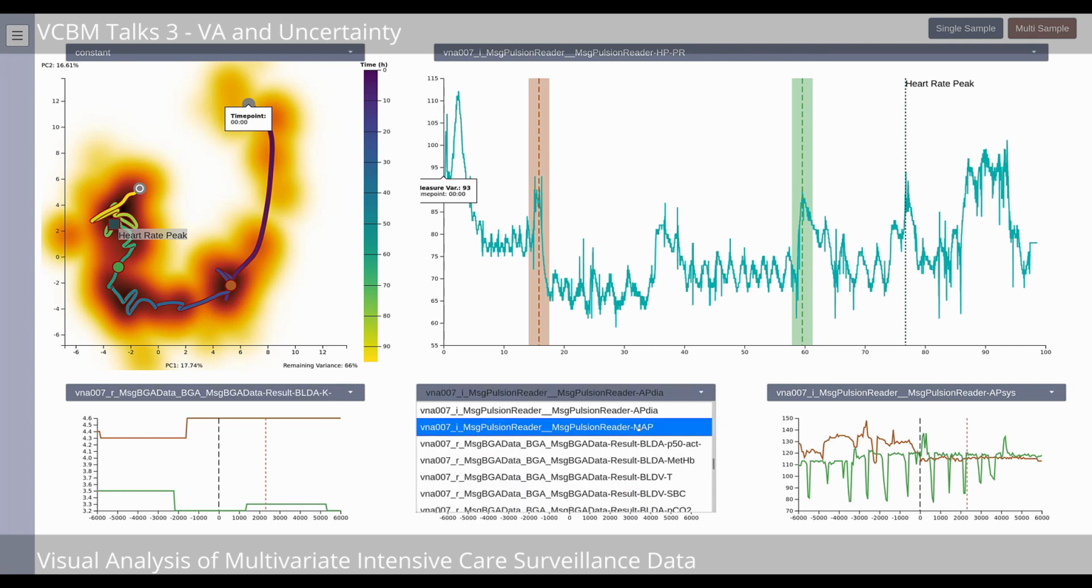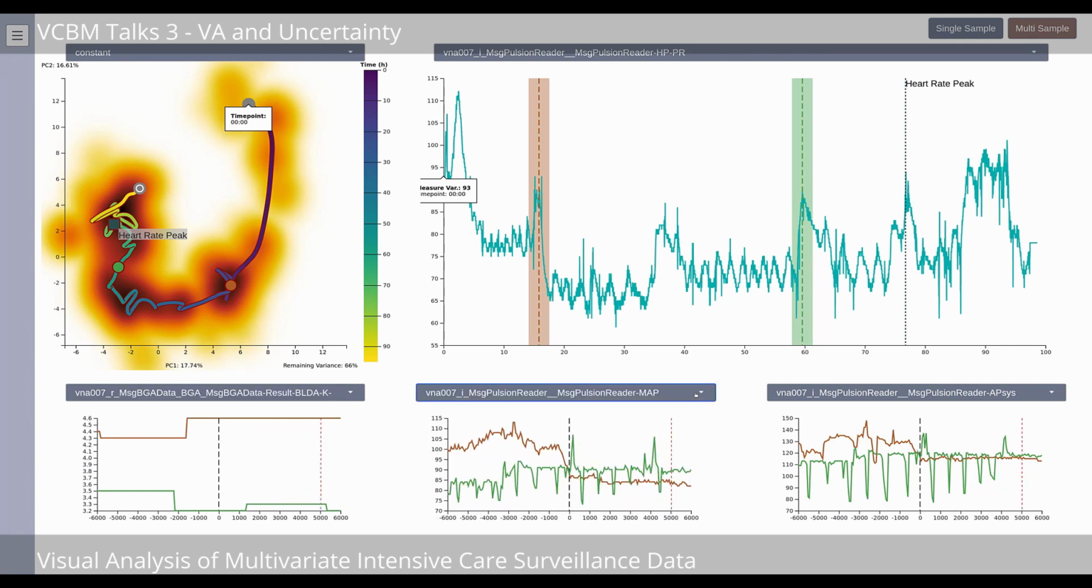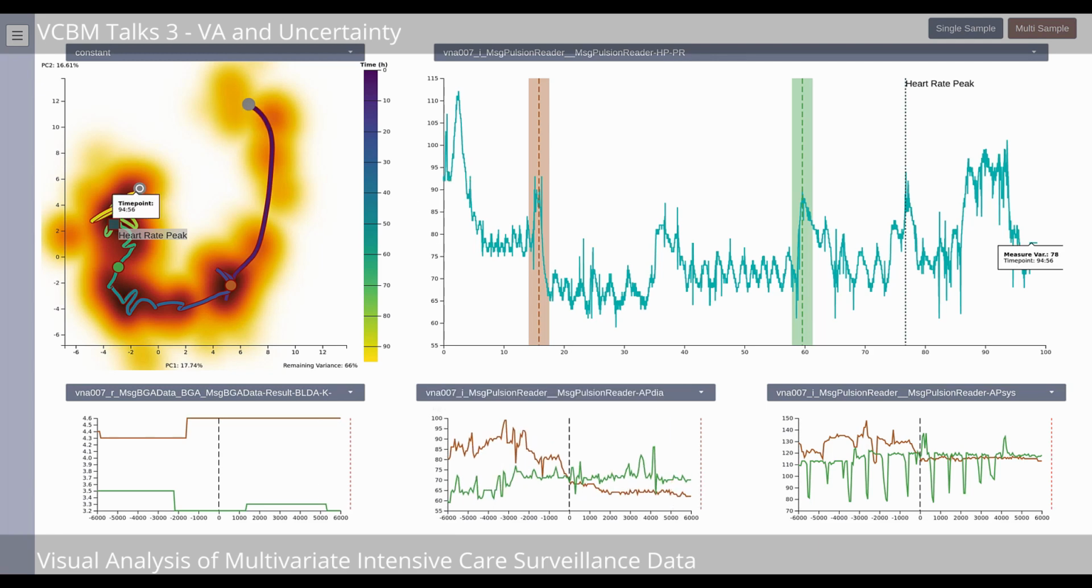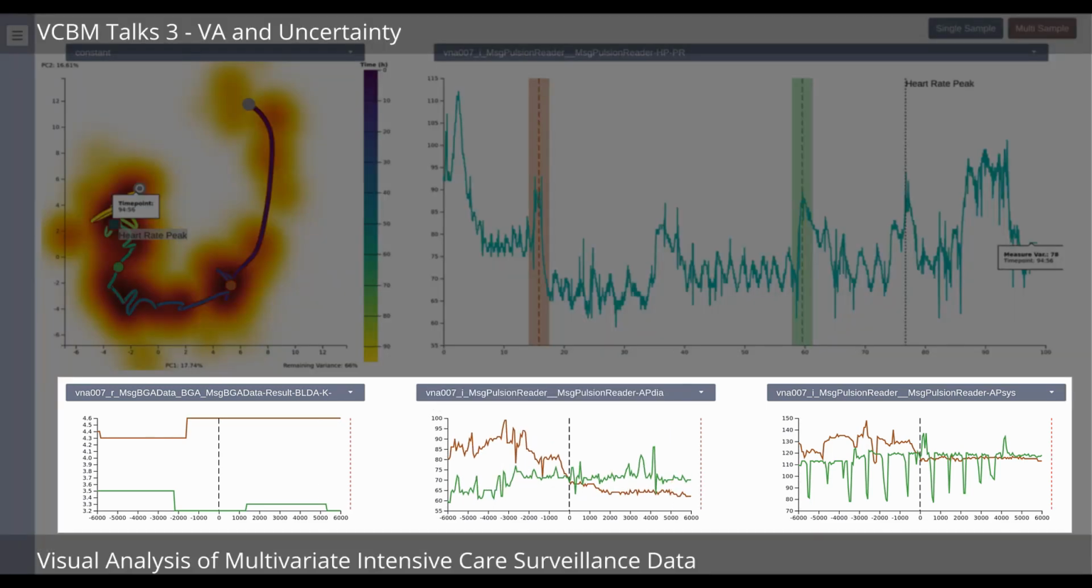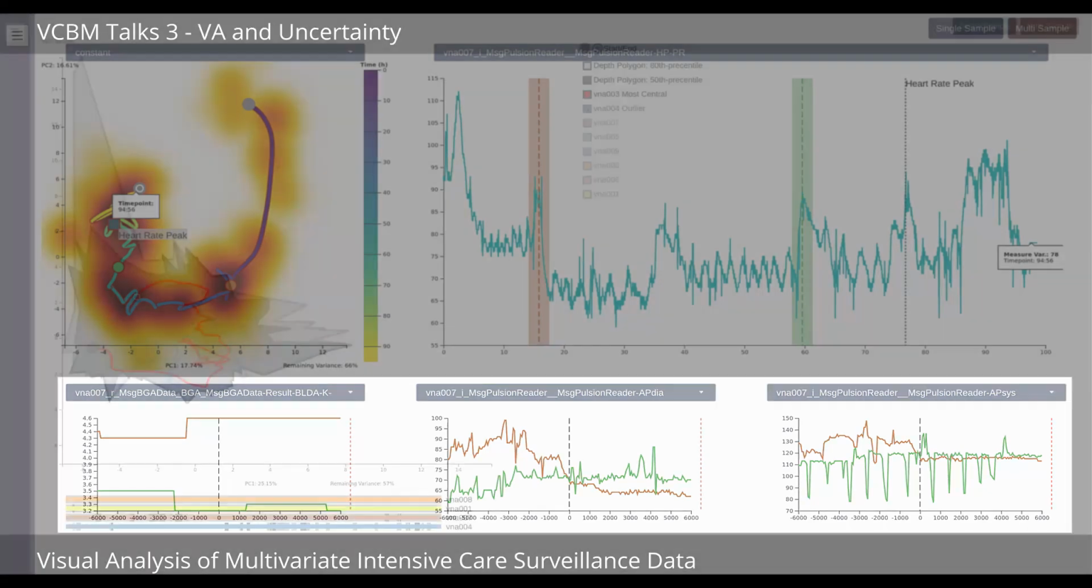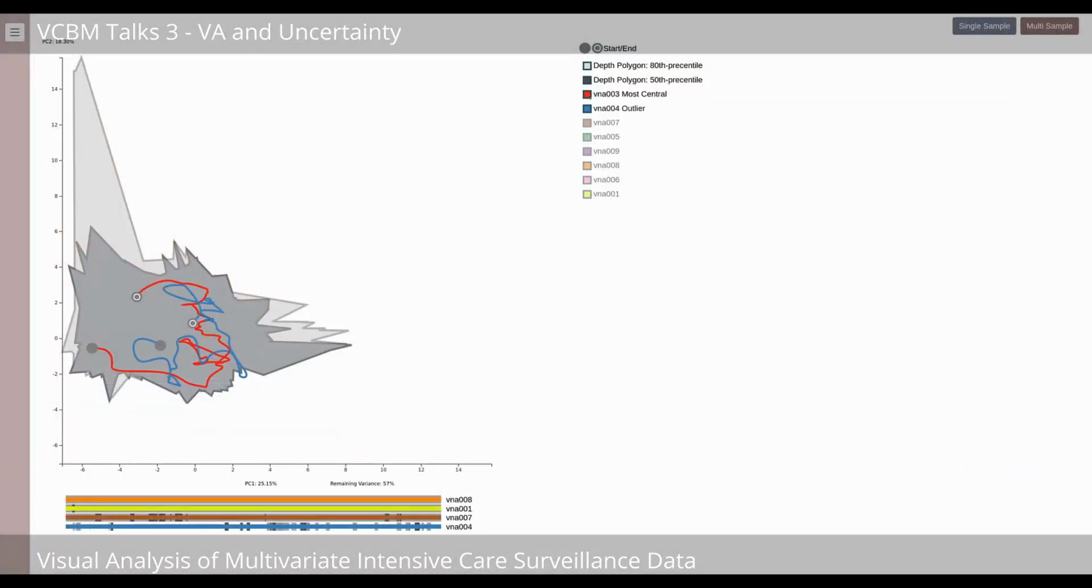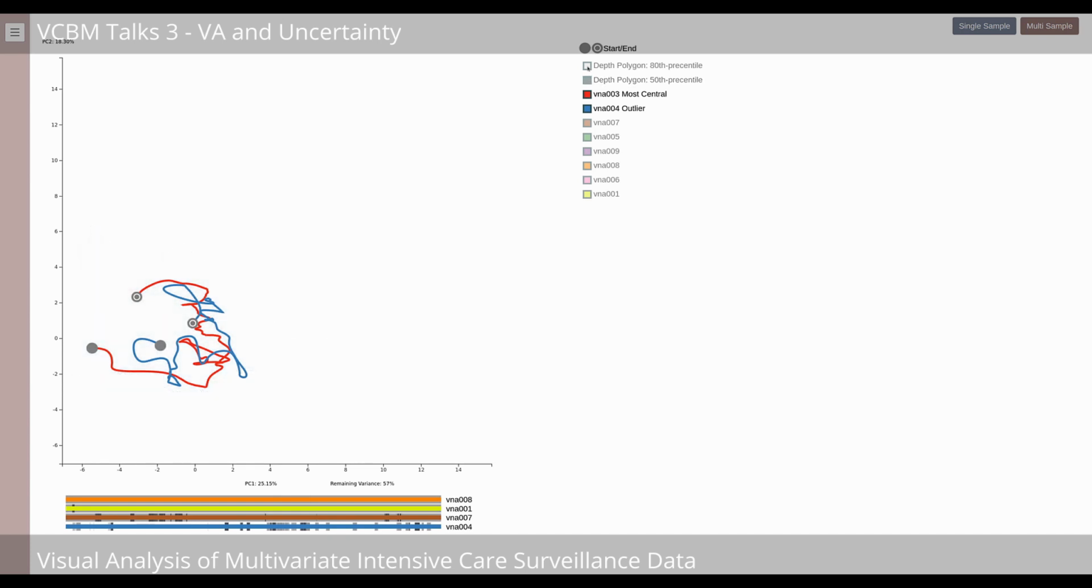That is, path segments that are close to each other indicate a similar patient state. The time curve provides an overview of the data and is linked to additional plots for in-depth data exploration. To utilize the concept of time curves in a multi-patient scenario, we also use data depth to find and visualize representative patients and outliers in an ensemble.